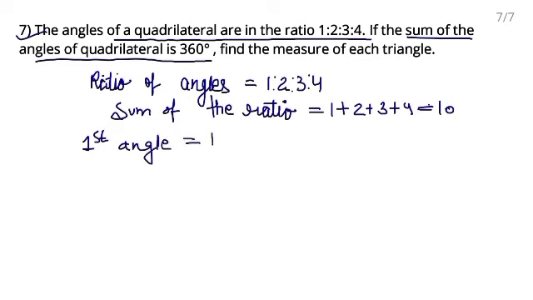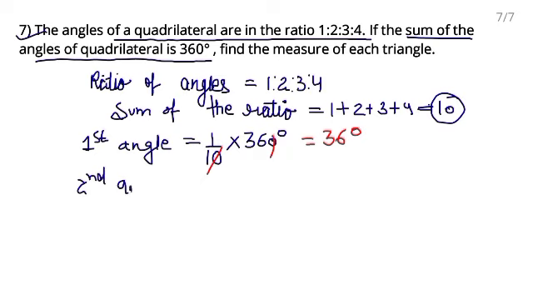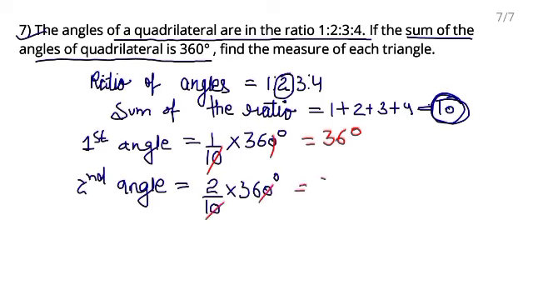Write the ratio of the first angle, 1, in the denominator the sum of the ratios 10, multiplied by the sum of the angles, which is 360. 0 to 0 cancel out, so the first angle is 36 degrees. The second angle will be, write the second ratio which is 2, denominator the sum of the ratios 10, multiplied by the sum of the angles 360 degrees. 0 to 0 cancel out, 2 multiplied by 36 is 72 degrees. This is the second angle.